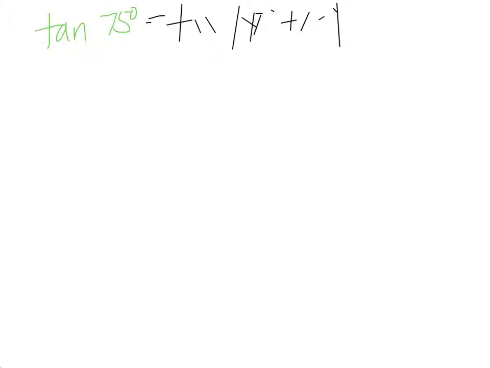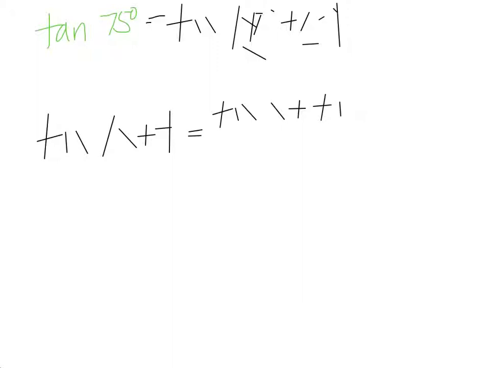Which one's going to be u? 45 degrees. Remember, your u comes first, your v comes second. All right, let me write down the tangent formula. The tangent of u plus v equals tan u plus tan v over 1 minus tan u times tan v.